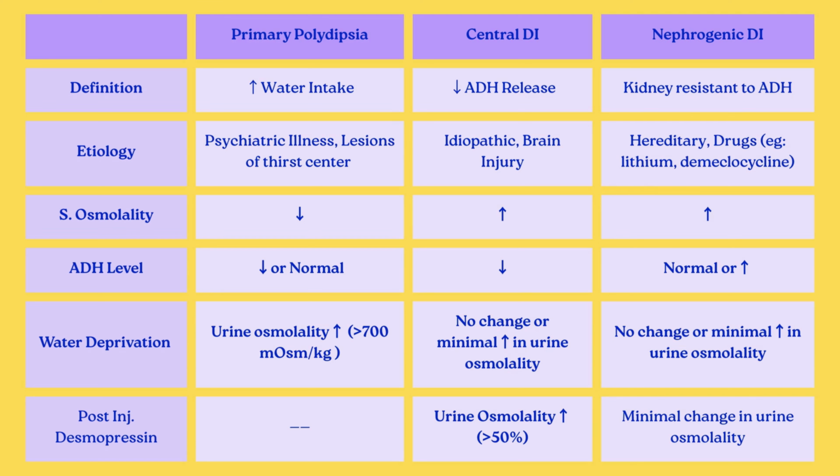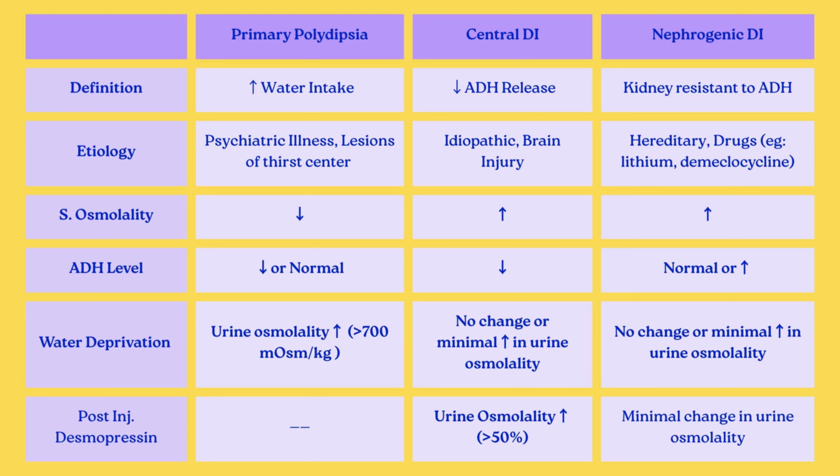Nephrogenic diabetes insipidus is different because the kidneys are resistant to the effects of ADH. This resistance is often hereditary or caused by certain drugs such as lithium or demeclocycline. In these patients, the ADH level in the blood is normal or even elevated, but the kidneys still don't respond, so serum osmolality remains high.